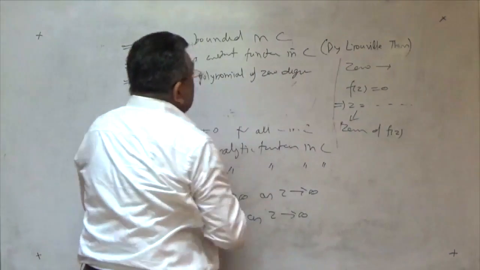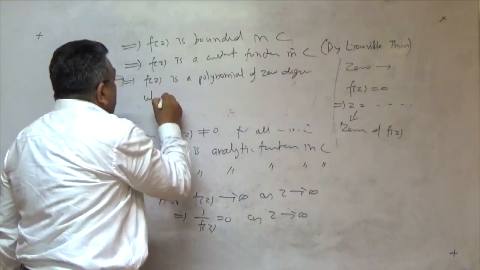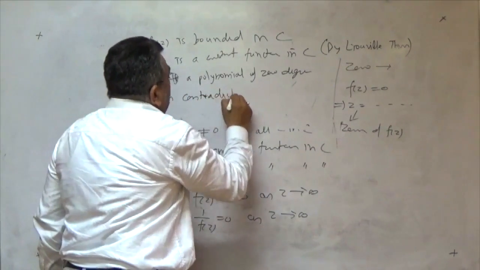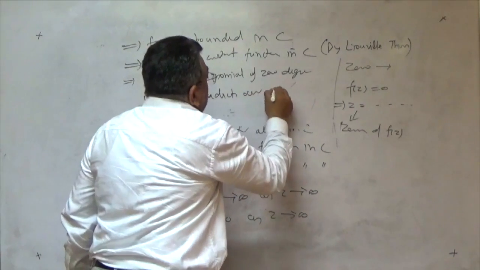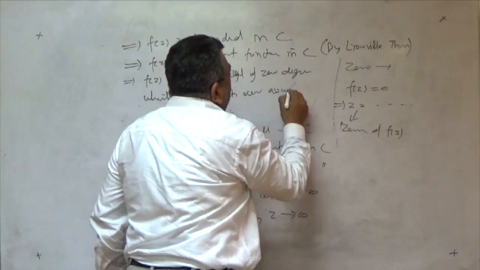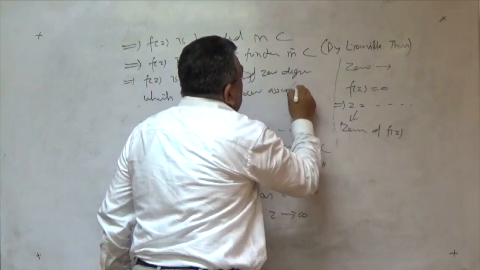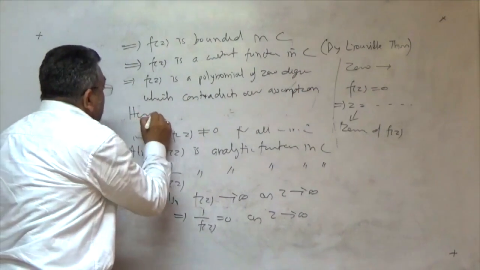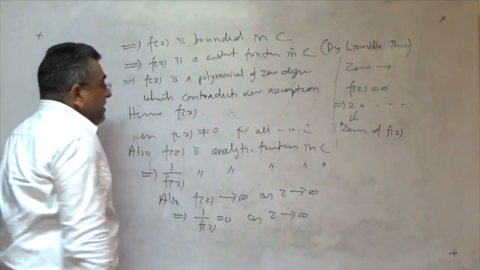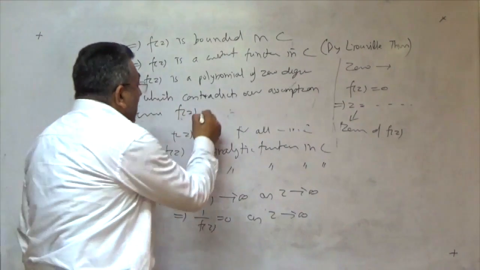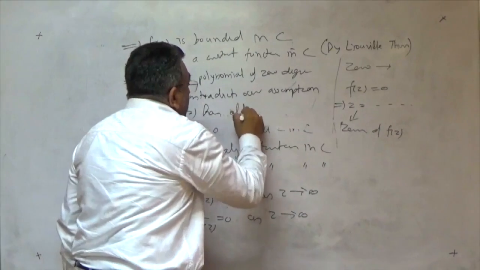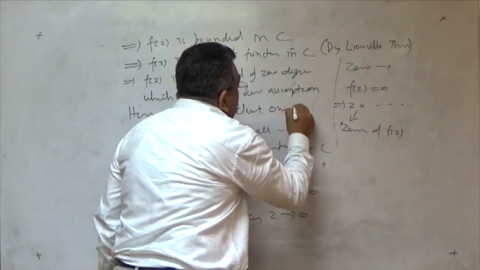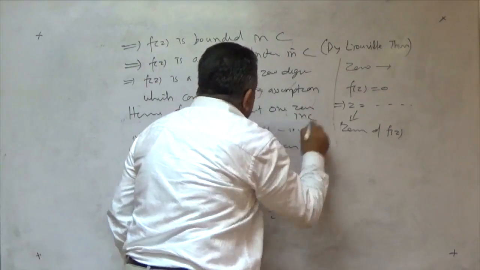Polynomial of 0 degree, that means which contradicts our assumption. Hence, we can say that f(z) has at least one zero in C, right?